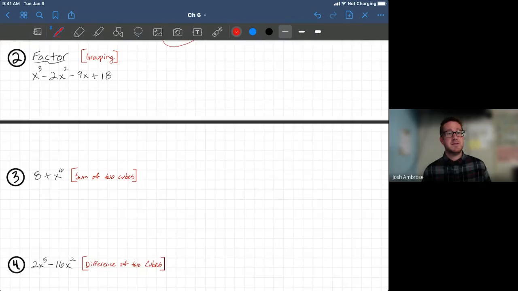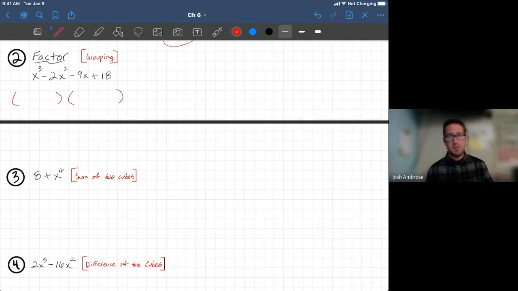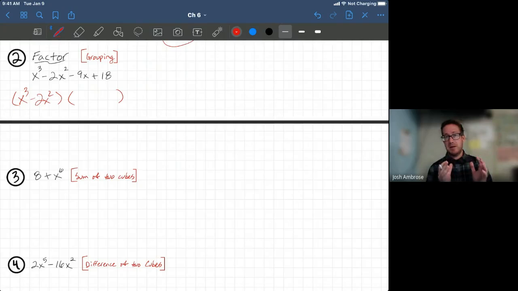Factor, and specifically factor by grouping, because you'll see we have 4 terms. All right, so what I'm going to do is rewrite this, but it's going to be grouped, all right, in pairs. And so the x cubed minus 2x squared, I'm going to keep them together because they share something. And then I'm going to put the negative 9x plus 18. Just keep them together because they share something too. You don't want to group 2 terms together if they share nothing. All right, but each of these groups, they share something.